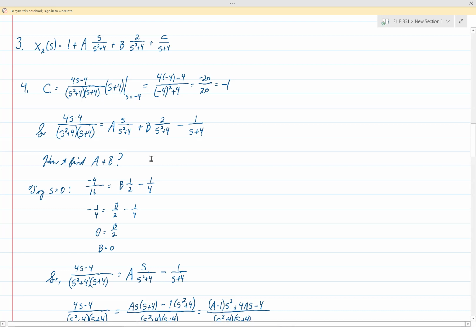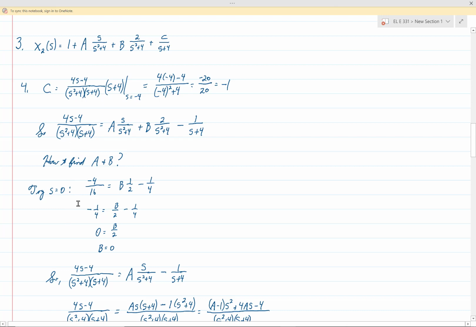Well, in my opinion, at this point, the easiest thing to do is just to try some convenient values of s. And always when I'm trying convenient values of s, how can you get any more convenient than s equals 0? So that's what I'll try. And you can always try that as long as s equals 0 is not one of the values of s that makes the denominator go to 0.